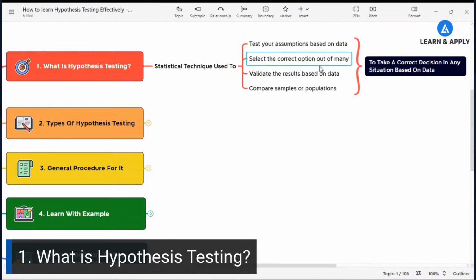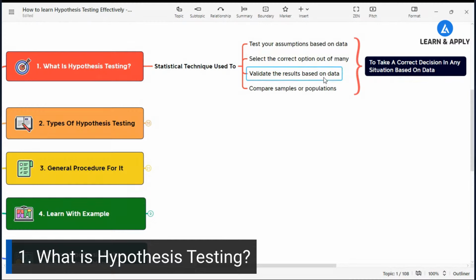Second, select the correct option out of many. That means, let's say we are having three suppliers. Out of those three suppliers, we need to select which one is the best. Or let's say we are having three machines, which machine's performance is better. If you want to select the best option out of many, then again, we are going to use hypothesis testing.